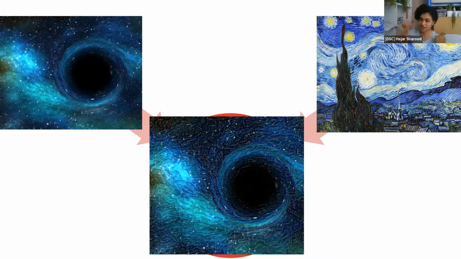So you see here, we have a photo of a black hole that looks really cool. And I was like, I would love to see this painted in the Van Gogh style. So I got Van Gogh's Starry Night, which I really like how it looks, and just combine both. Combine the style of one and the content of the other to make this cool new photo.